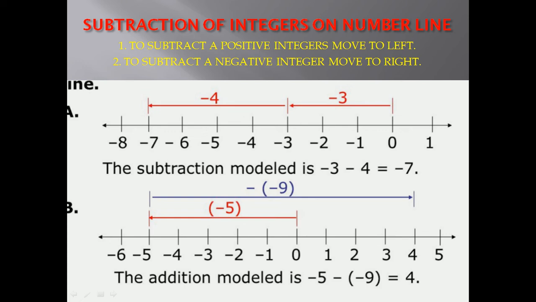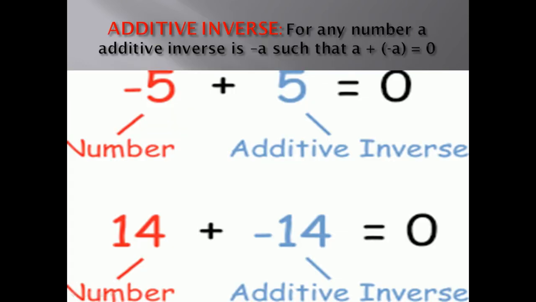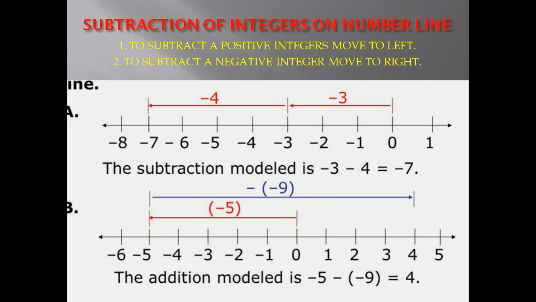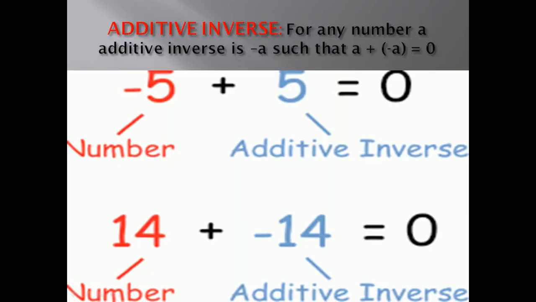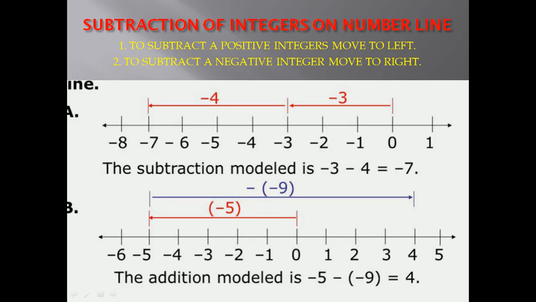First of all, we will move from 0 to minus 3, then 4 steps to the left of minus 3. See, this is 4. If we move 4 steps to the left of minus 3, 1, 2, 3, 4, where do we reach? We reach at minus 7. So the answer will be minus 7.